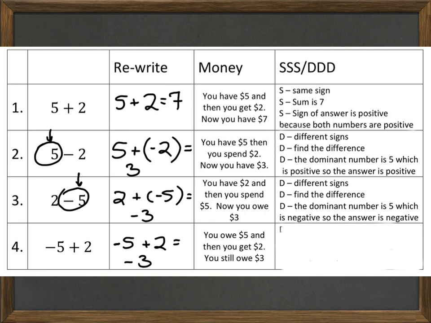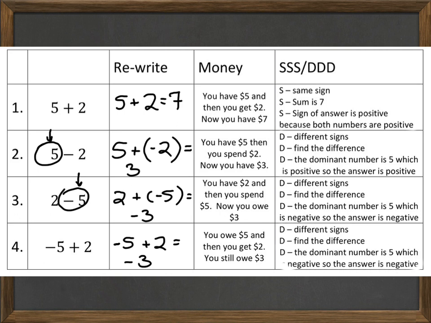Another way to interpret this is that they have different signs. So we know that the difference between 5 and 2 is 3. And we know that the dominant term, right, 5 is bigger than 2. So the dominant term is the 5, which is negative. Since the dominant term is negative, the final answer must also be negative.